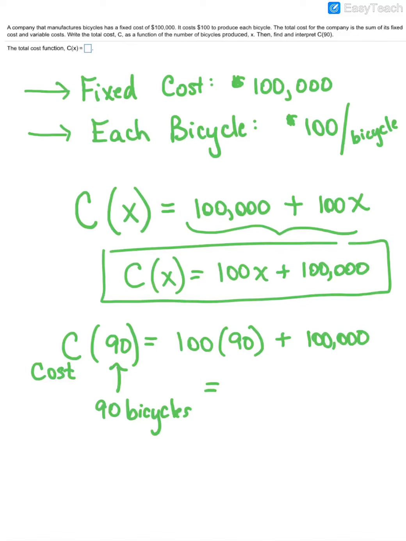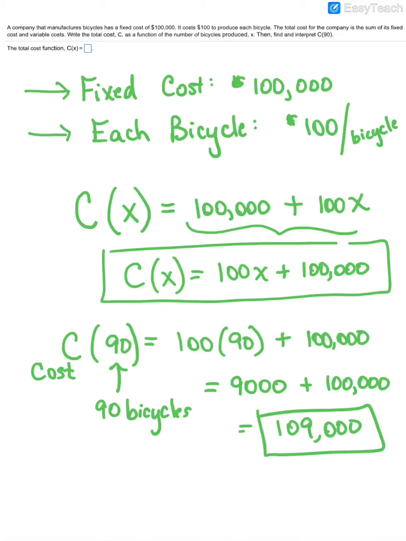So if I go ahead and multiply this out, 100 times 90, that's going to cost me $9,000 to produce all those bicycles, plus my fixed cost of $100,000. So if I add that all up, it's a total cost of $109,000.